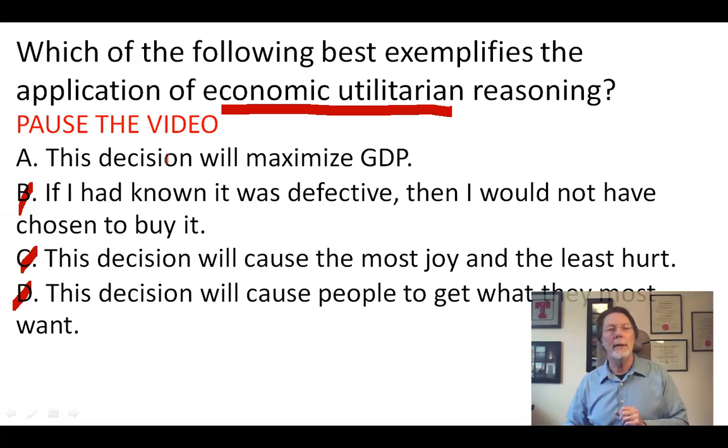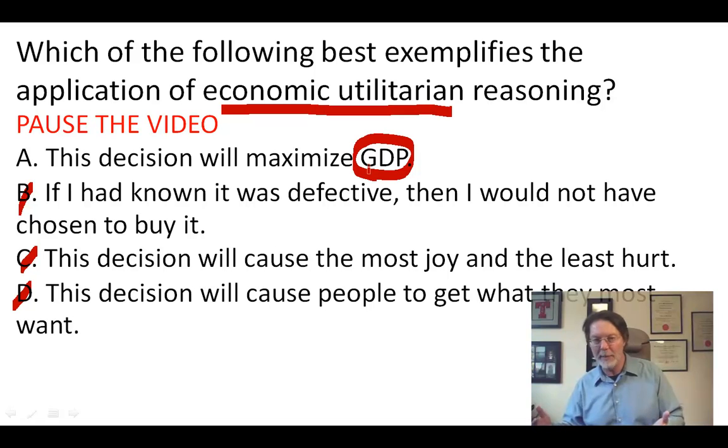The top one, this decision will maximize GDP. Well, GDP is a measure of total national income, and national income is going to correlate with how much financial means people have, and financial means will correlate with how much they're able to buy of the things they're willing to pay for. So if you could maximize GDP, you would be doing something that an economic utilitarian would approve of.